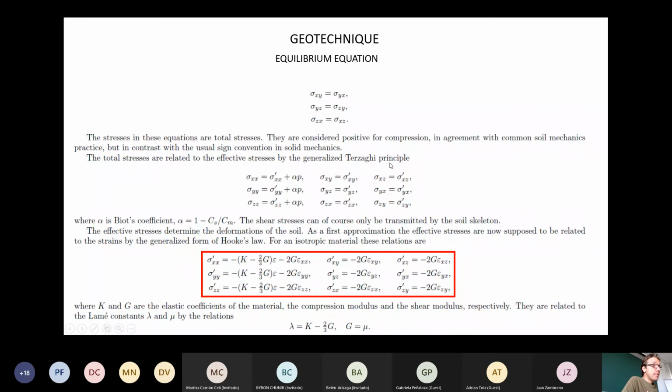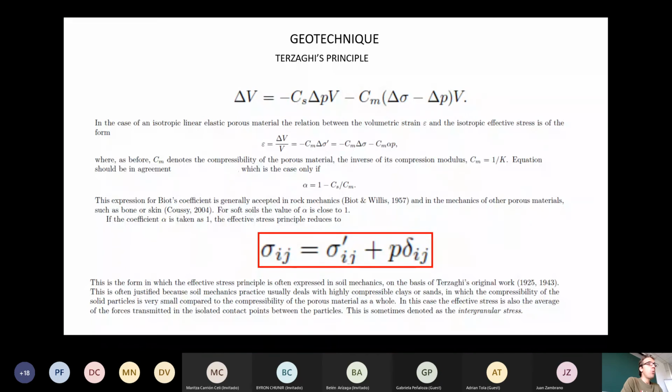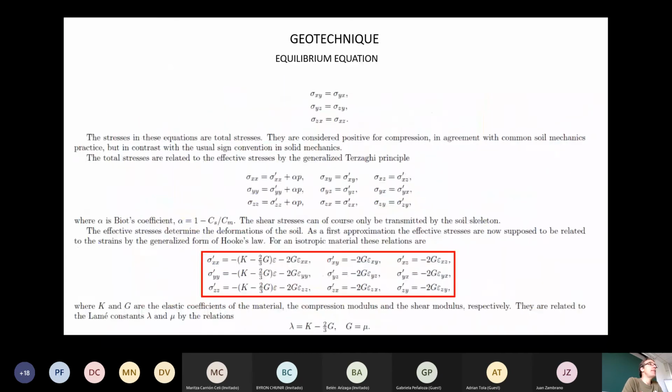But here we were talking about the generalized Terzaghi principle. If we remember, Terzaghi told us that we have this relationship: we don't have only sigma, but we have sigma prime, that is the intergranular stress, and the pore pressure. So what happens if we put this inside the formulation that we already know, for the stresses along the directions? Of course, we can consider the Terzaghi principle. For the ones that are connected with the rotation, we don't have to consider it.